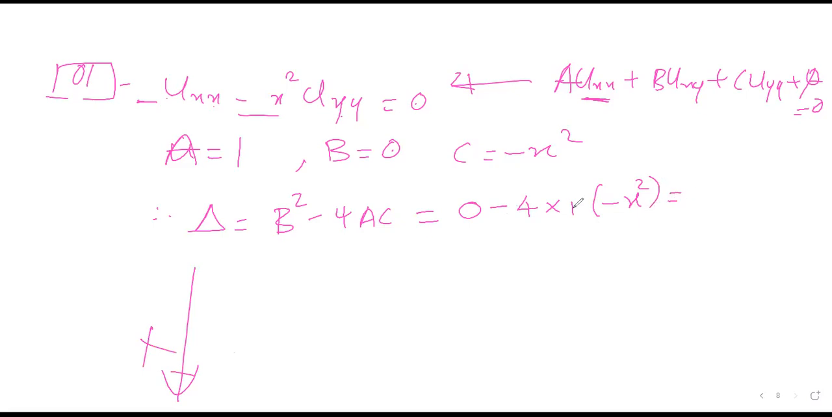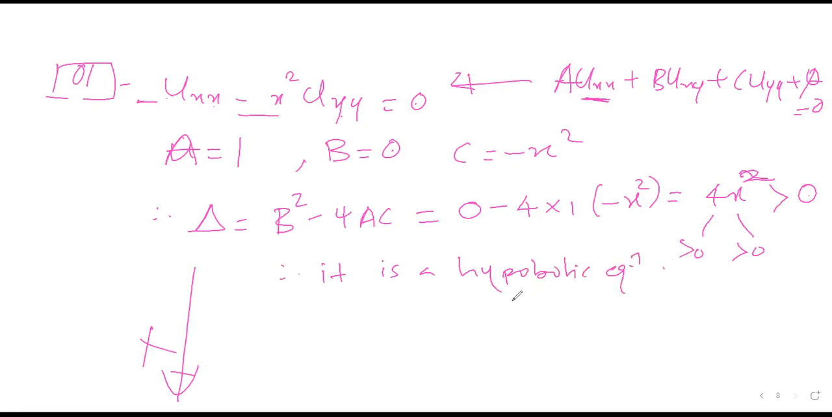Okay. So this will be negative, negative, positive 4x squared. What do you think? 4 is greater than 0. x squared is always greater than 0. So totally this will be greater than 0. So in case of delta greater than 0, therefore, it is a hyperbolic equation. Okay, so we have found our type. So this is our first step.